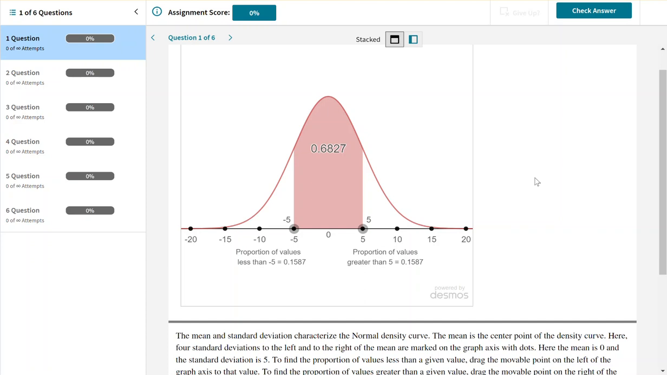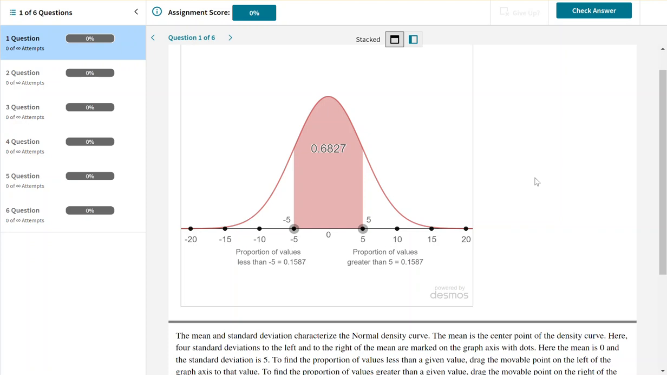This is the normal distribution applet in Achieve, and I wanted to give you a quick tour of how it works. What it's showing you is a normal distribution with a mean of 0 and a standard deviation of 1. The default when I first open it up is that the standard deviation is set to 5. So when you look in that interval from -5 to 5, it's showing you that approximately 68% of your values are within one standard deviation of the mean.